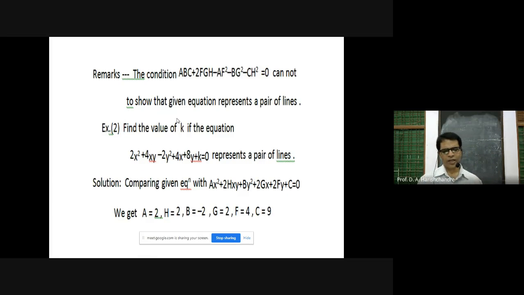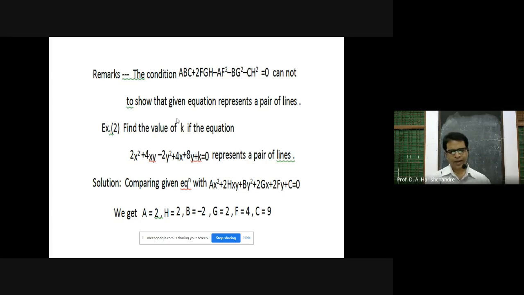Remark. The condition abc plus 2fgh minus af square minus bg square minus ch square is equal to 0 cannot be applied to show that the given equation represents a pair of lines. I told you last time. Okay. This is the necessary condition, which is not applicable to show that the general second degree equation is the joint equation of a pair of lines.